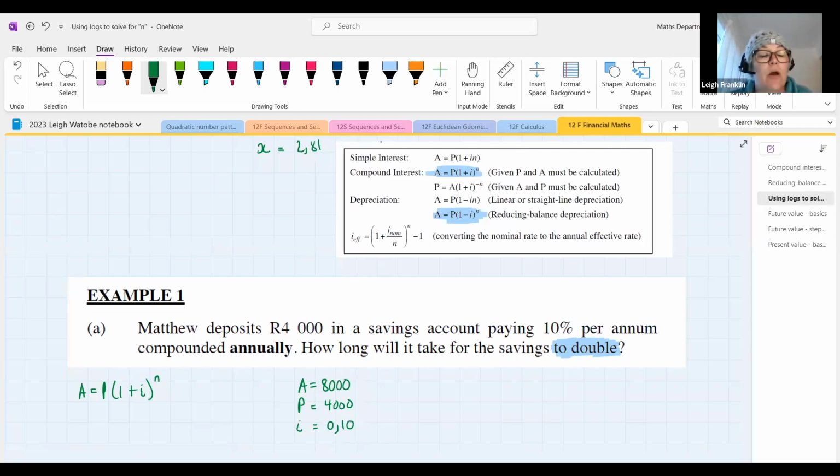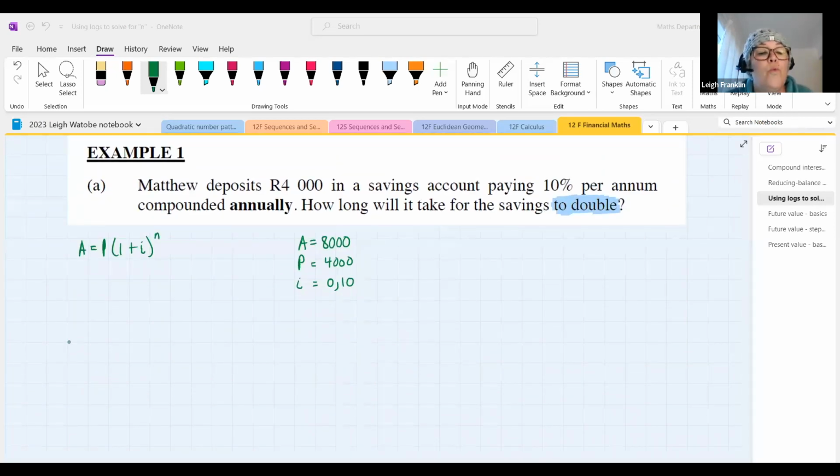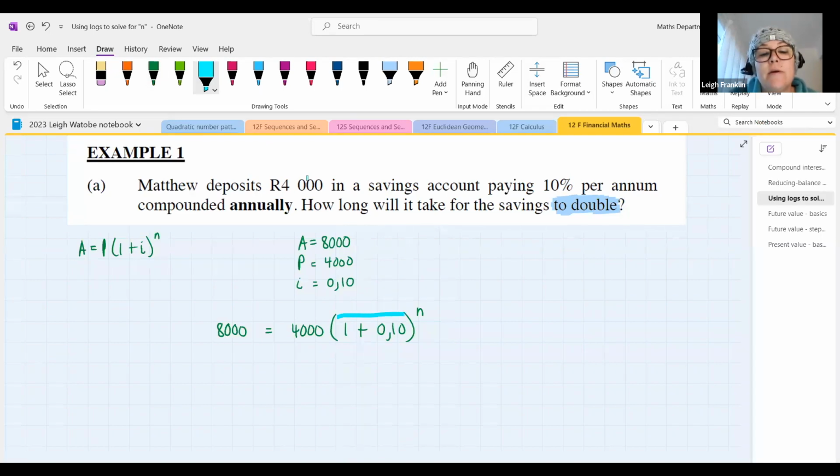All right, so we're going to come along and we are going to sub into our formula. So we would write 8,000 equals 4,000 (1 plus 0.10) to the power of n. Okay. What is inside the bracket is going to end up being your base, the base of your exponent. Okay. When we simplify P and A, that's going to give us our number.